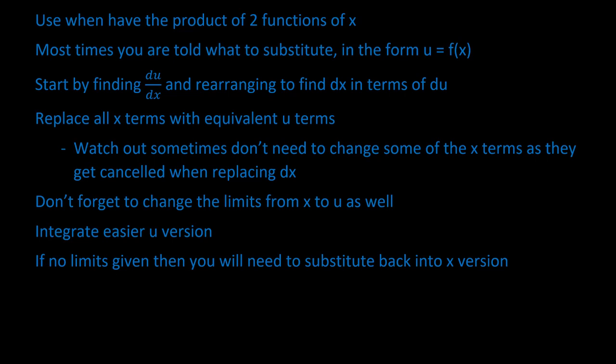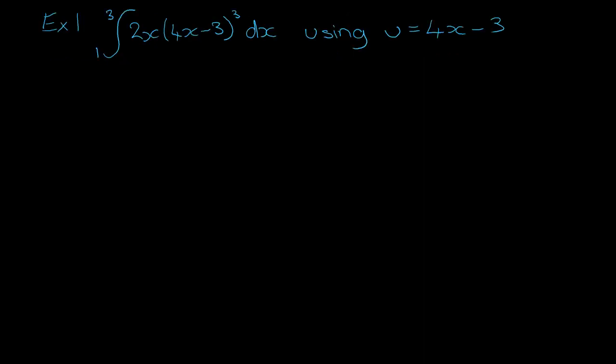Then you need to replace all the x terms with equivalent u terms. Sometimes you don't need to change all the x terms, as sometimes they get cancelled out when you do the replacing of the dx. I'll show you an example of that later. Don't forget, you also need to change the limits from x to u as well, if you've got one that's got limits. And you need to integrate the easier u version. Then you can turn it back, if you weren't given limits, into the x version. So let's get started.